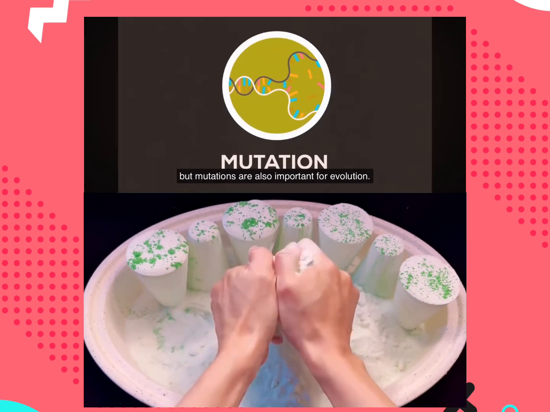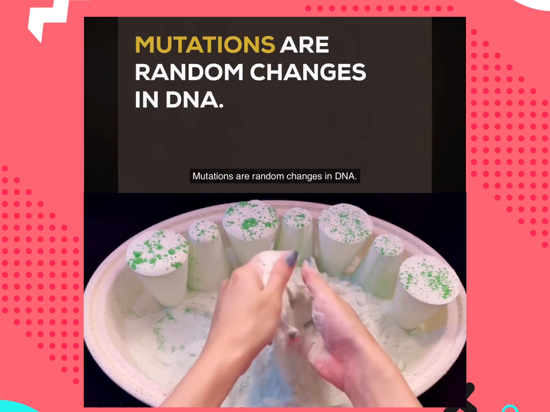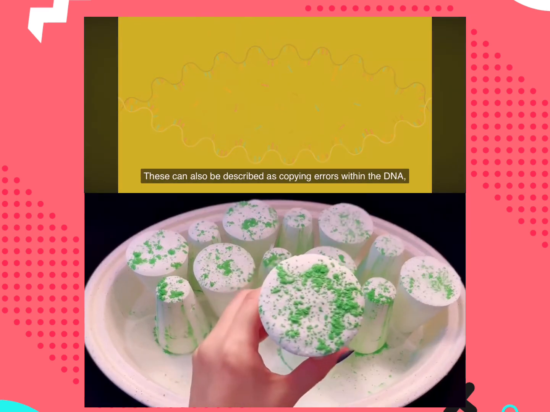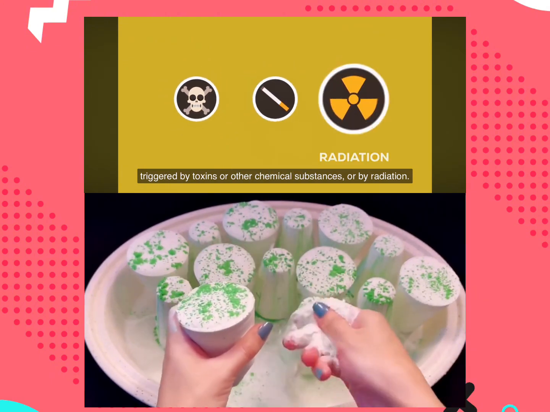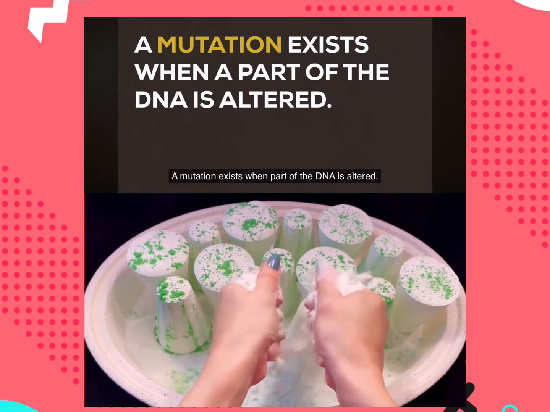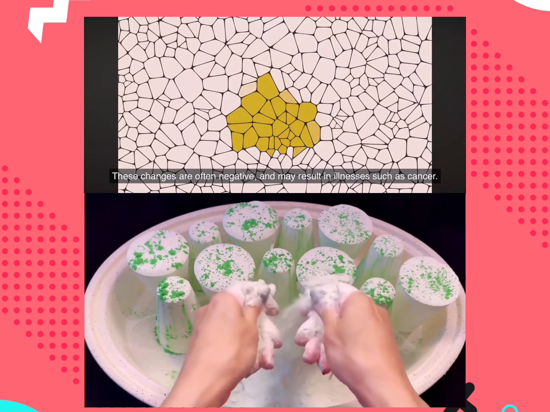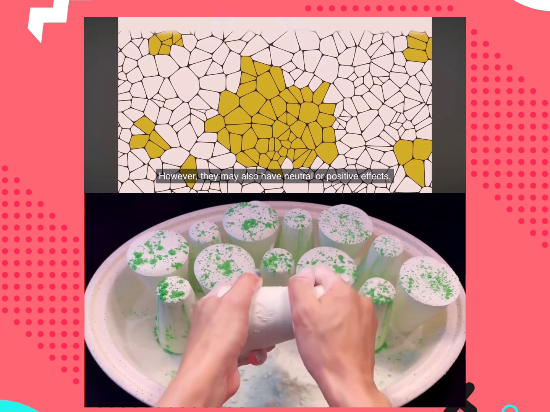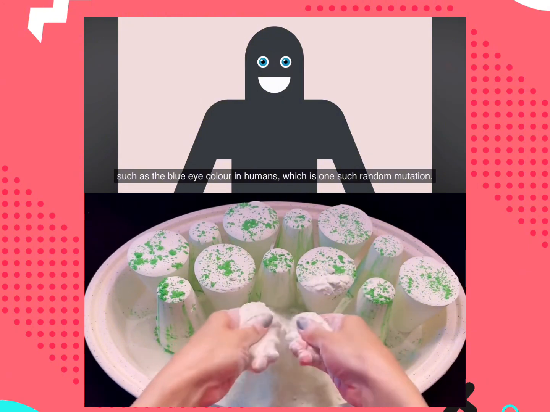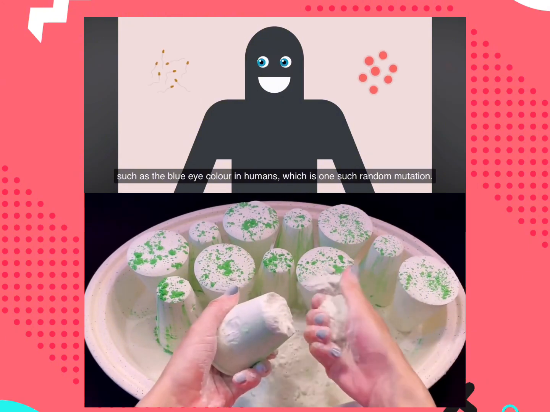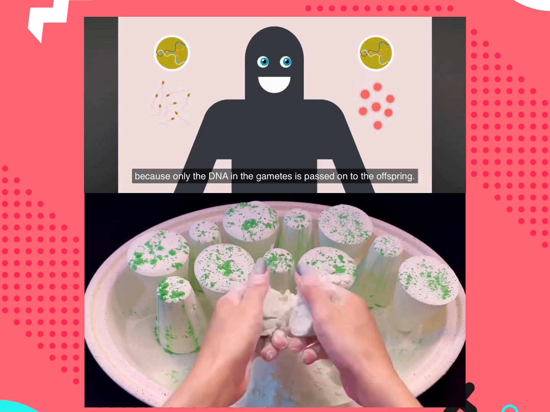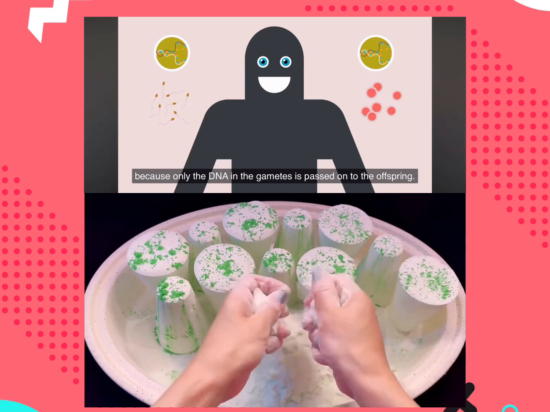But mutations are also important for evolution. Mutations are random changes in DNA. These can also be described as copying errors within the DNA, triggered by toxins or other chemical substances or by radiation. A mutation exists when a part of the DNA is altered. These changes are often negative and may result in illnesses such as cancer. However, they may also have neutral or positive effects, such as the blue eye color in humans, which is one such random mutation. In all cases, a mutation has to affect a gamete, that is, a sperm or egg cell, because only the DNA in the gametes is passed on to the offspring.